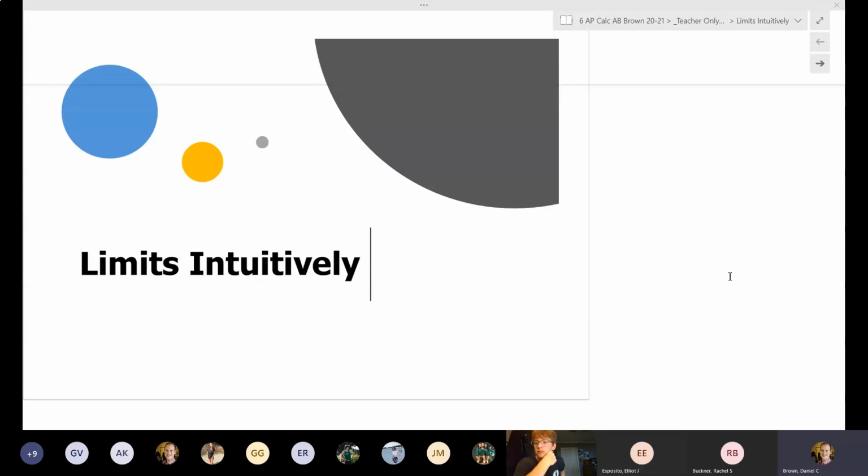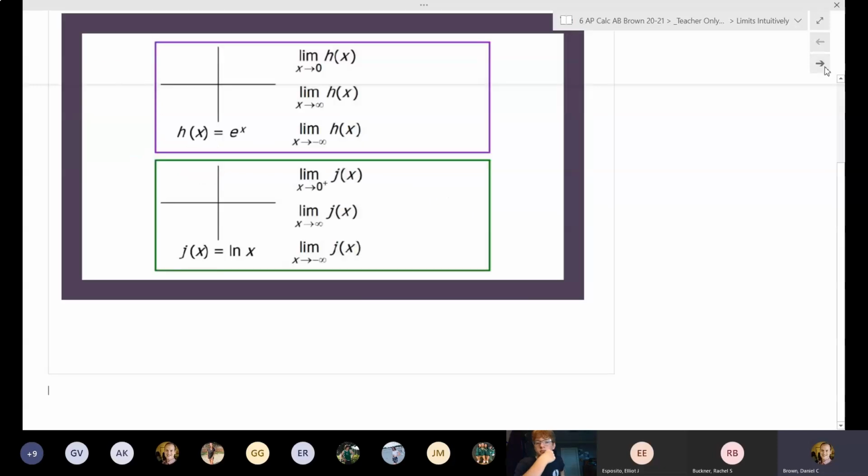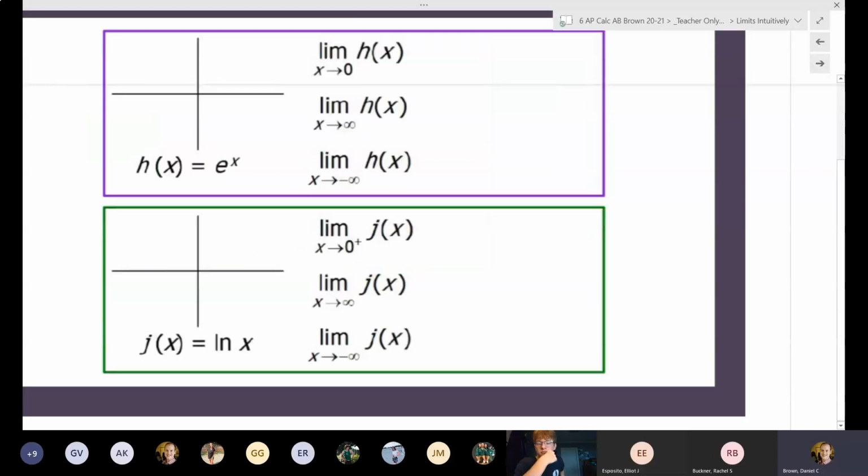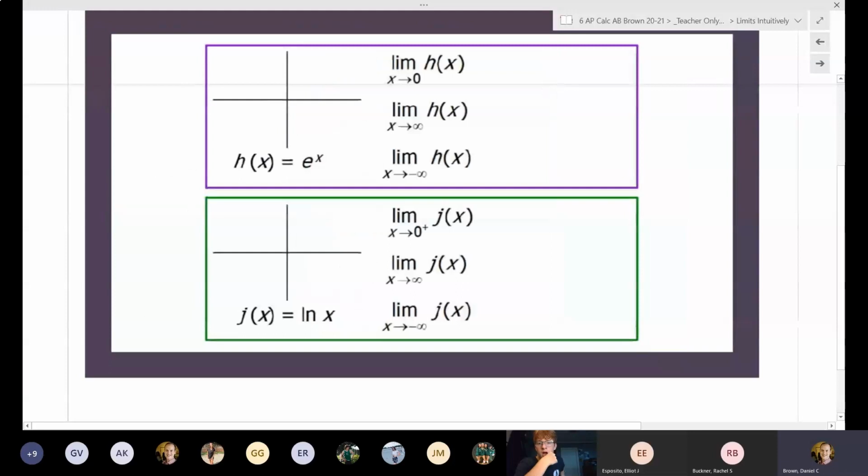But limits intuitively. Before I get started, I do know there are probably some prerequisites that I want to review. And those prerequisites deal with the exponential graph and the natural log graph. Hopefully you know these. If not, we're going to review them real quick. We know we have e to the x and the natural log of x. I'm going to do e to the x first. e to the x is your basic exponential graph.